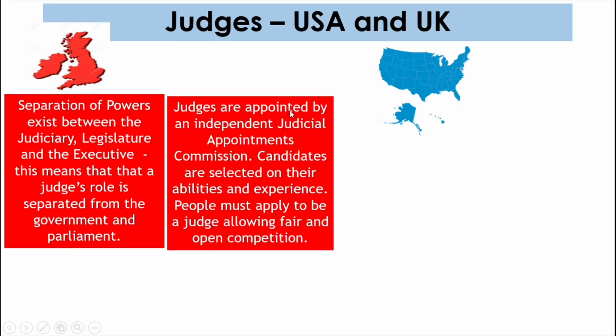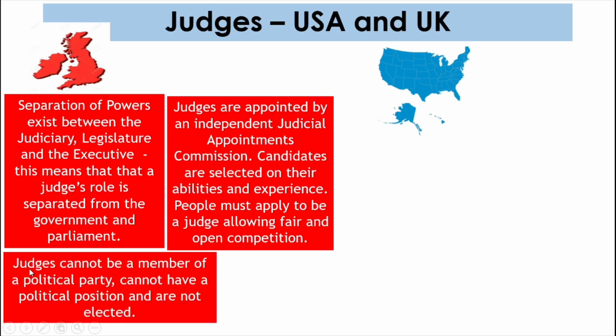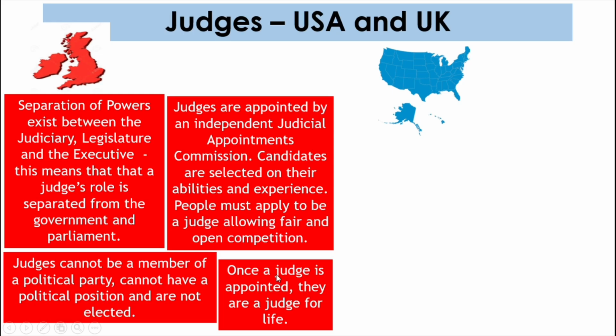In the UK, judges are appointed by an independent judicial appointments commission, as mentioned on the previous slide. Candidates are selected on their abilities and experience. People must apply to be a judge, allowing fair and open competition. In the UK, judges cannot be a member of a political party. They cannot have a political position and are not elected. Another thing to note in the UK is once a judge is appointed, they are judged for life.